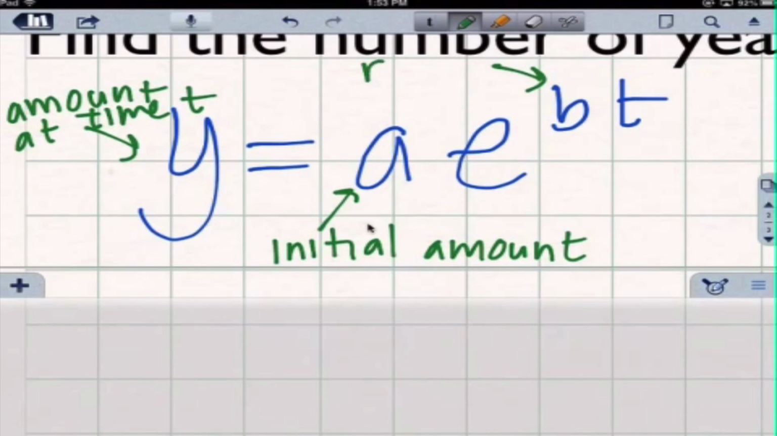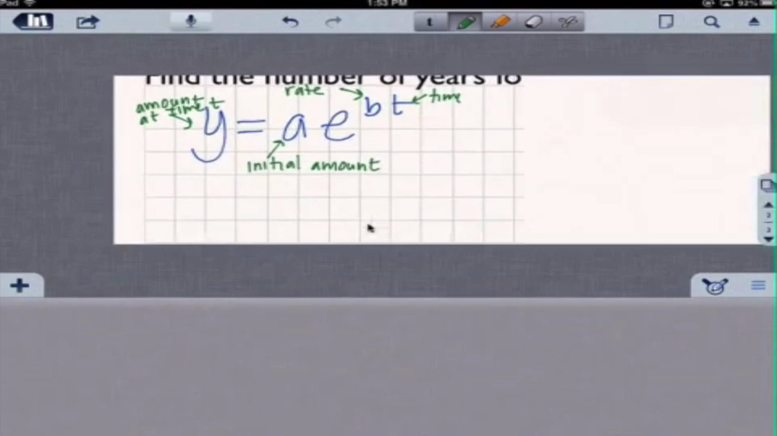B is the rate, and t is the time. Remember, e is a number. So at any point in time, I should only have one thing we don't know. If there are two things we don't know, we need to have two equations, and that'll be what we're going through in the tougher problems.